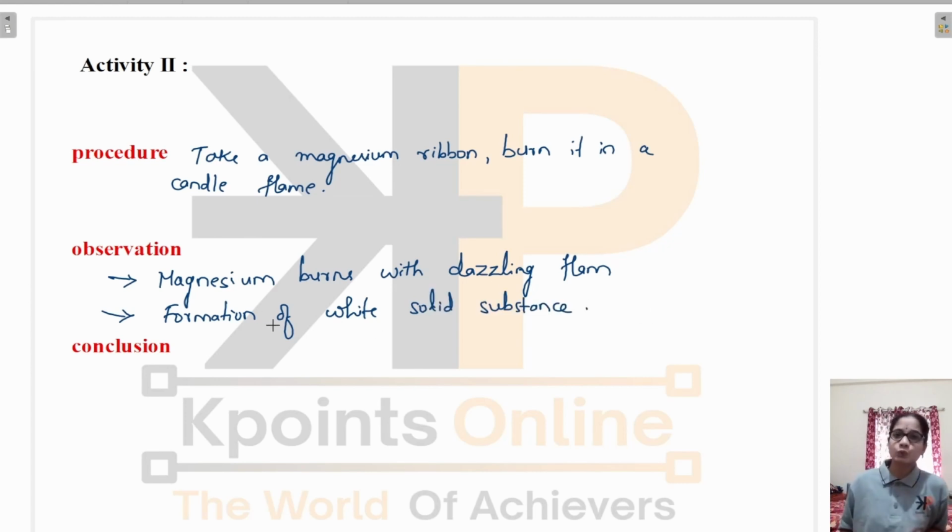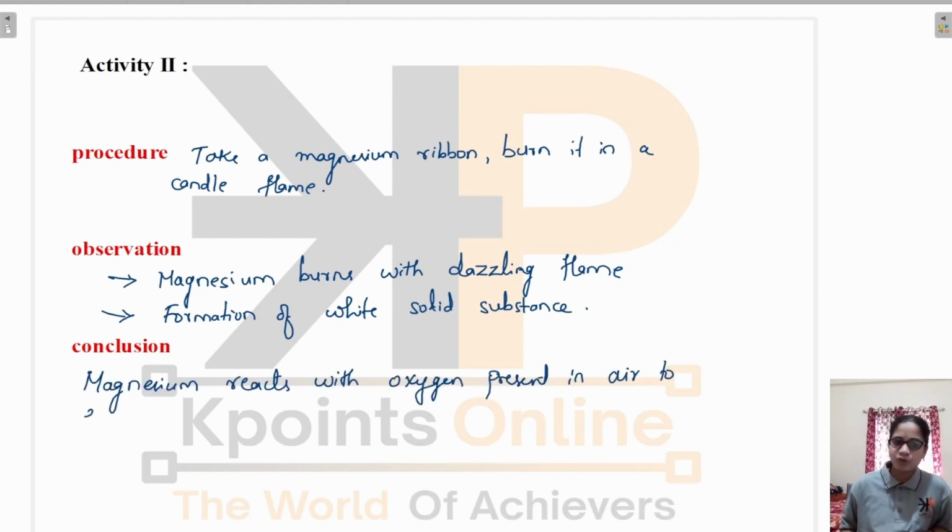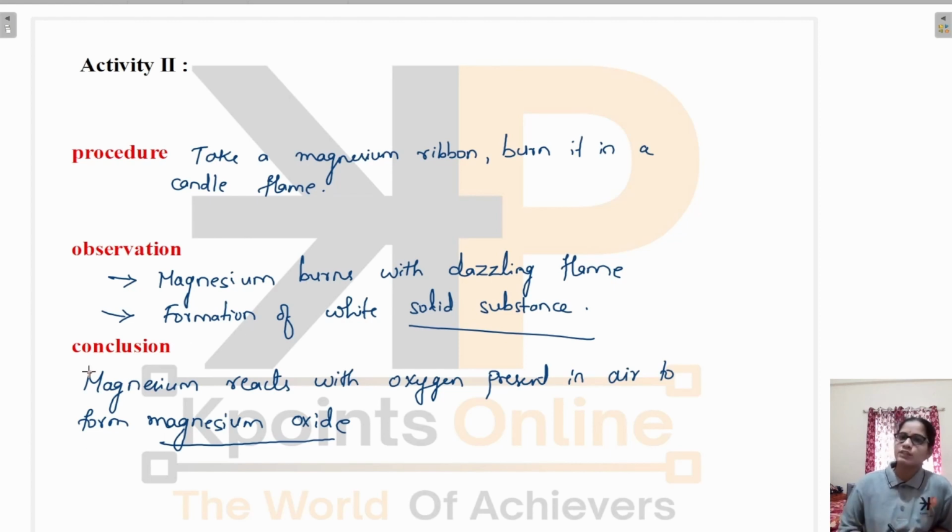Here, these are the two changes that we have observed. That is, it burns with a dazzling flame and there is a formation of a white solid substance. Why has it happened? Because magnesium reacts with oxygen present in air to form magnesium oxide. That white solid that is formed is magnesium oxide. This is the description of a reaction.